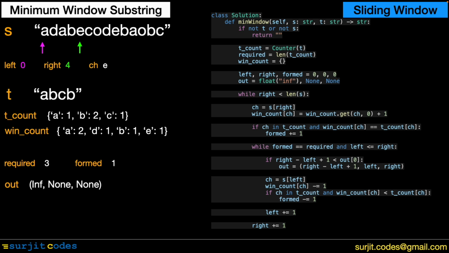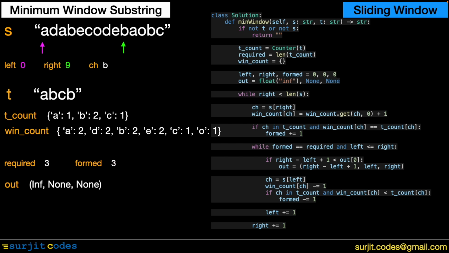Right becomes 4. The character there is E, which is added to winCount. E is not present in T, so the if is skipped, and then the while is also skipped. Right becomes 5. The character there is C, which is added to winCount. C is present in T and the counts are the same in the two dictionaries, so formed is increased by 1. This indicates that work for A and C is complete, but for B it is incomplete. In the next three iterations, O, D, and E are added to winCount.